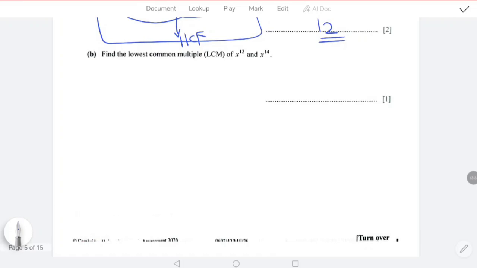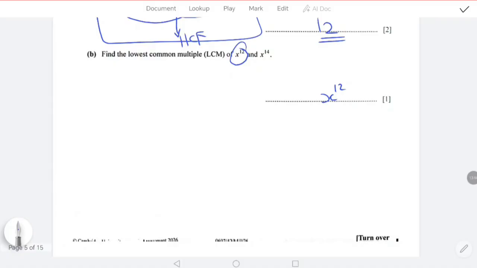Okay, x to the power of 12 and x to the power of 14. So of course you will take which one? You take the smallest power. You will take this one. Okay, so x to the power of 12.